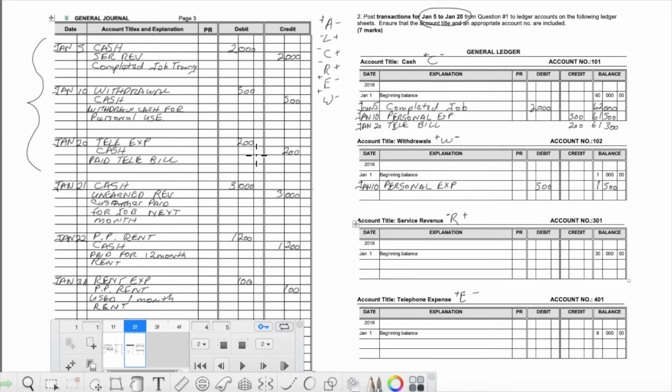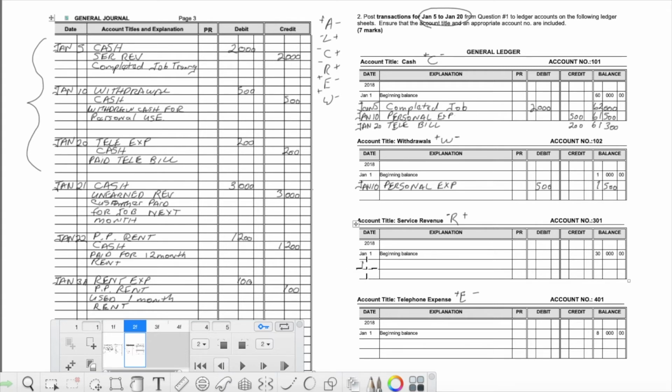Perfect. Let's see if there's any more. January 10th, that was it. January 20th, nope. Excellent. So let's move along. That one's done. Let's look at service revenue. Which ones do we have? We got, oh, here's one, January 5th. There's a service revenue for $2,000 on credit.